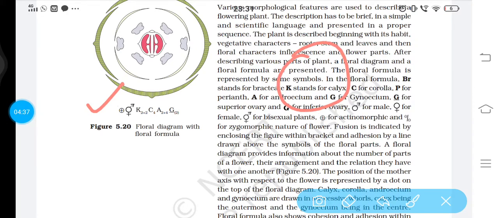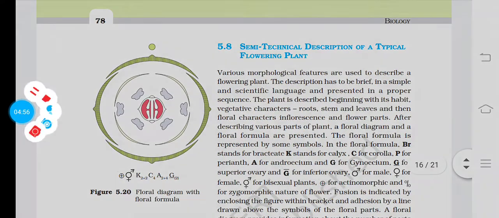Suppose if the flower can be cut through any of the plane into two equal halves, then this symbol is made which represents actinomorphic condition. But if the flower can be cut into two equal halves from any one of the plane, then that is represented with this symbol which represents zygomorphic.